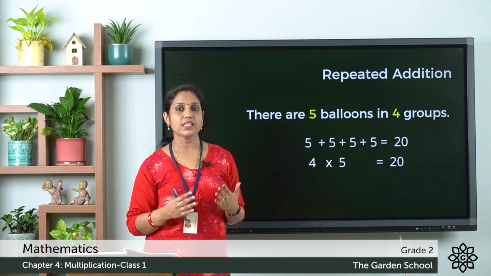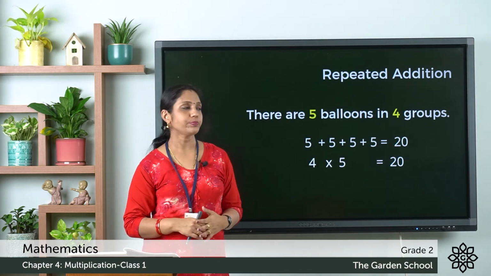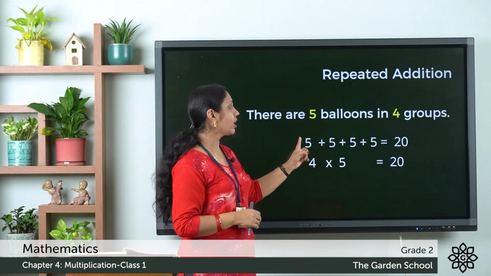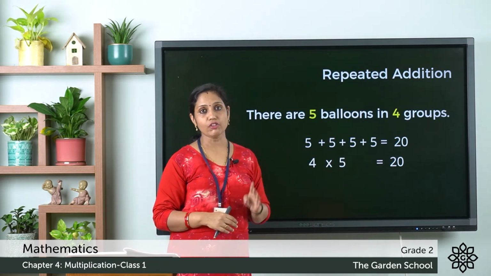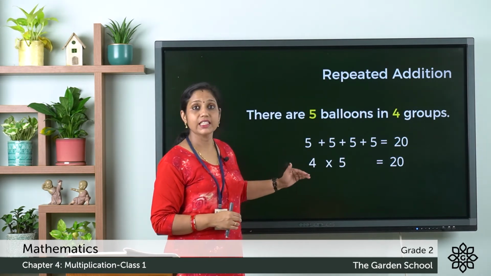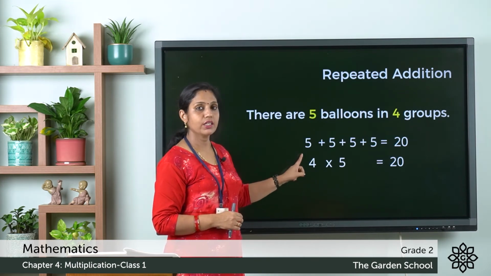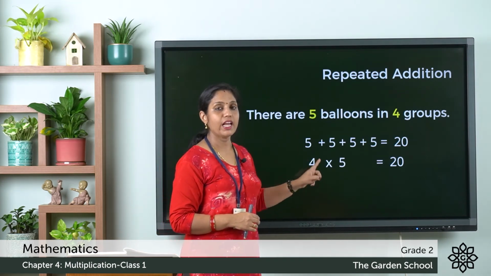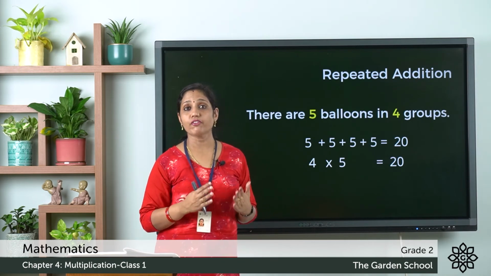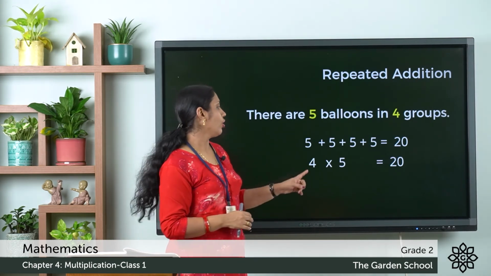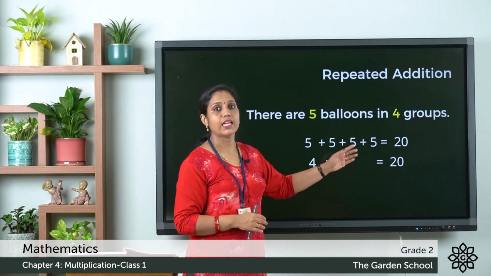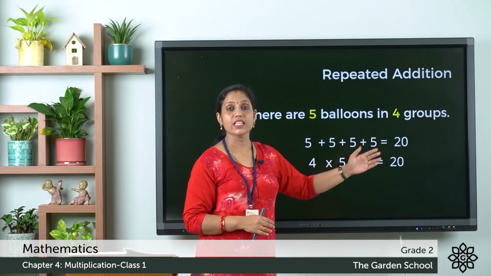Now how can we write this in the multiplication form? Here you can see that there are 4 fives. So the number 5 is repeating 4 times. So we can write the number 4 first, put the multiplication symbol, and which number is repeating? The number 5 is repeating. So we write 4 into 5. The answer, or the product, is 20.